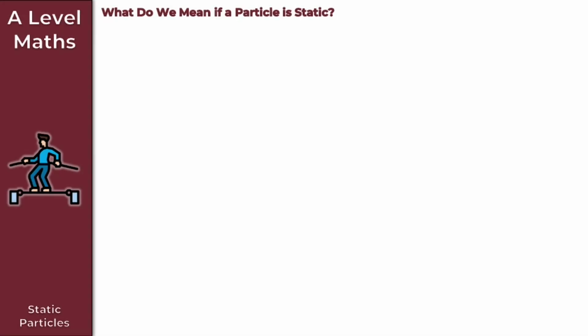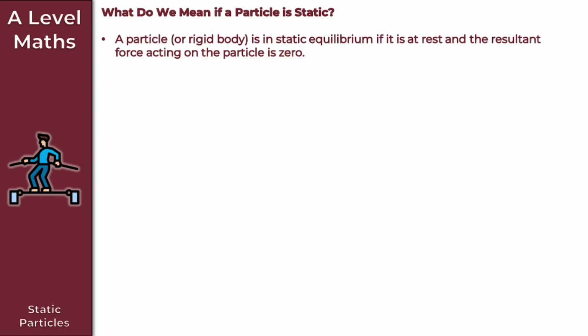In this video, we're going to take a look at static particles. So what do we mean if a particle is static? Well, a particle, or this could also include a rigid body, is in static equilibrium if it is at rest and the resultant force acting on the particle is zero.